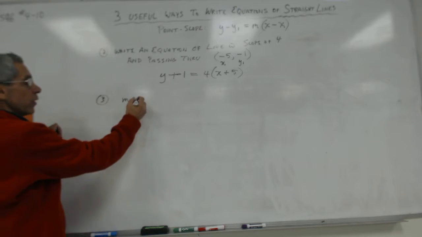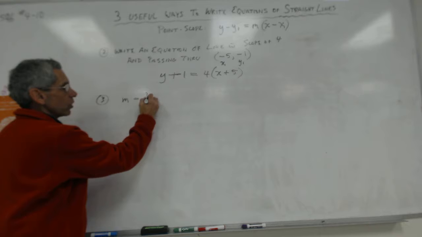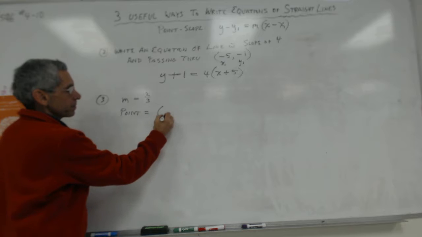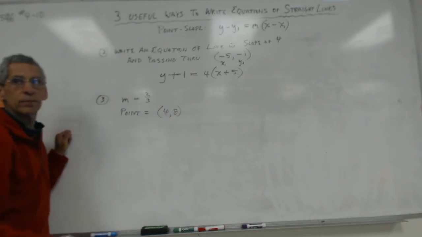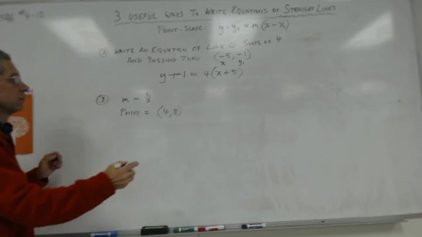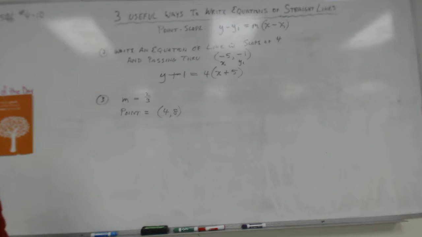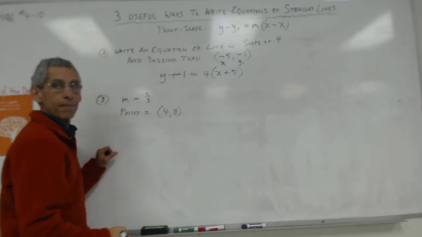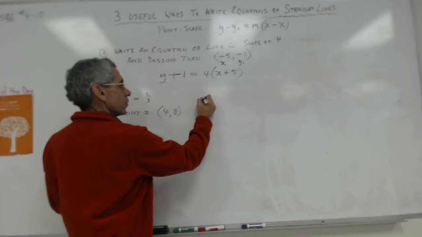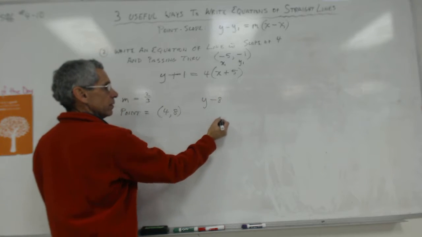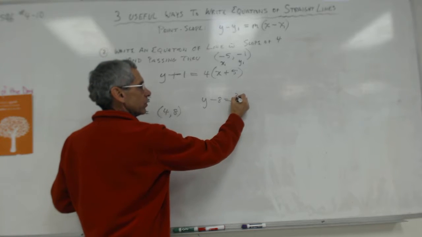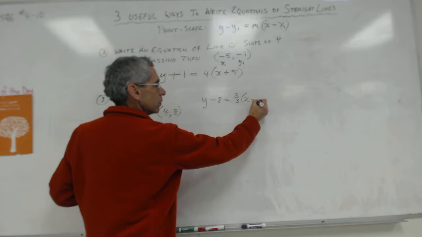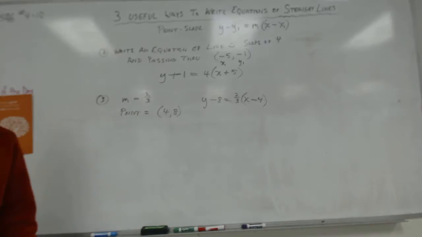So, all right, now write an equation where the slope is 2/3 and the point is 4, 8. Rowan, would it be y minus 8 equals 2/3 times x minus 4? Bullseye. That was awesome. Perfect.